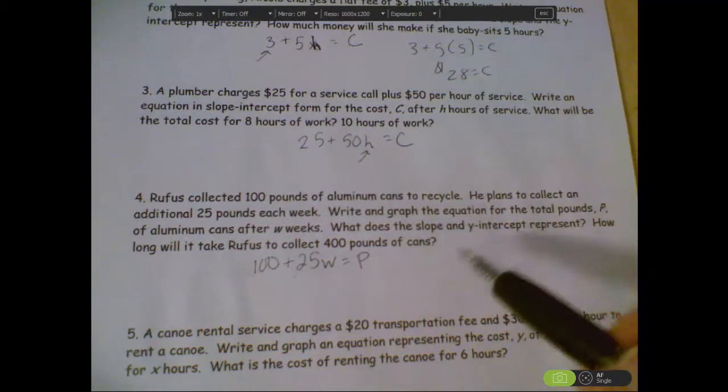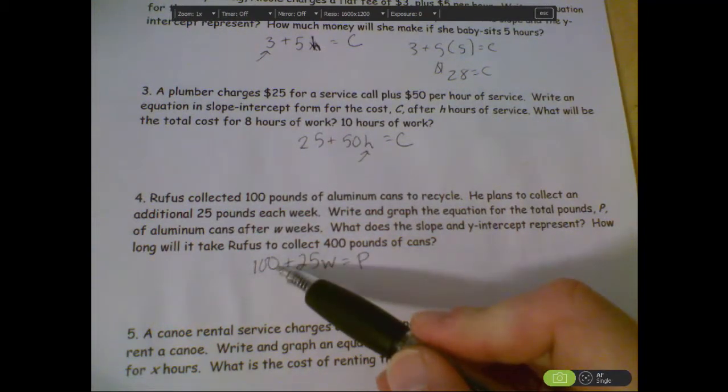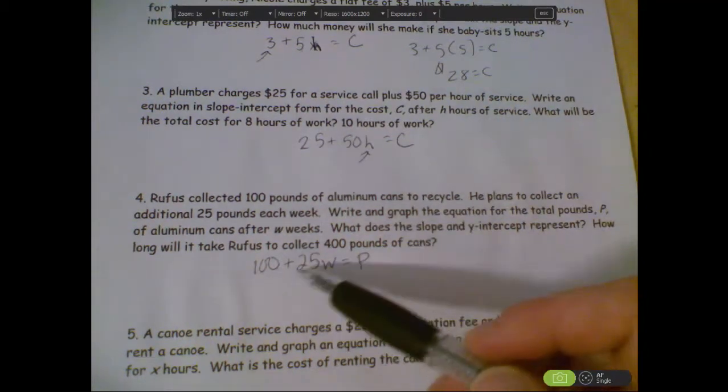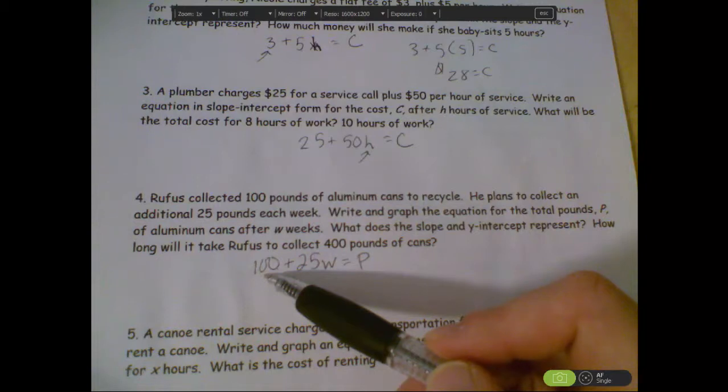Write and graph. So if you had graph paper, you'd start at 100 on the y-axis and you'd go up 25 and over 1. The slope represents the number of pounds per week. The y-intercept represents how much he started with.